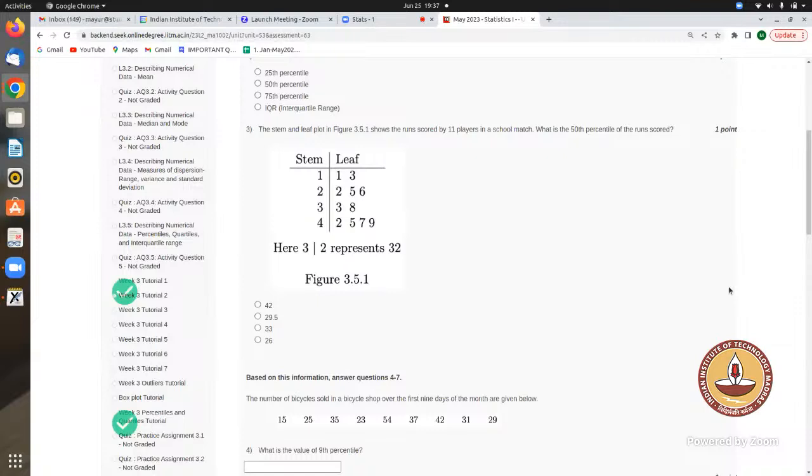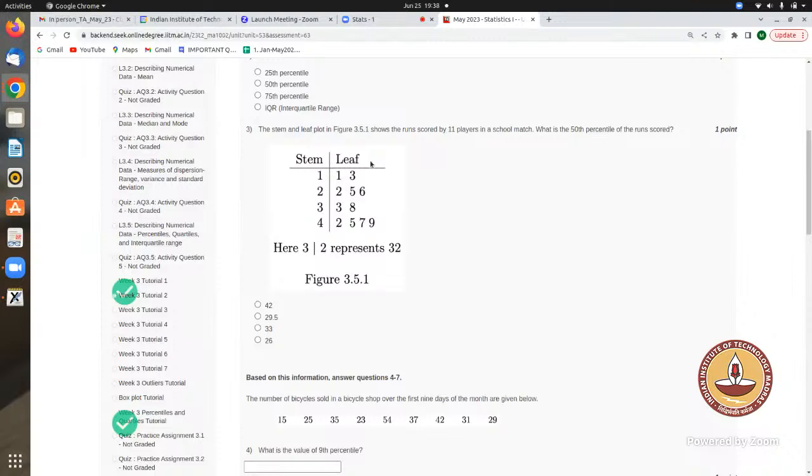The stem and leaf plot shows the runs scored by 11 players in a school match. What is the 50th percentile of the run score? So what does this 11 represent? 11 runs in one match. Then 13 in the second, 22 in the third, like that, right? Yes, sir.